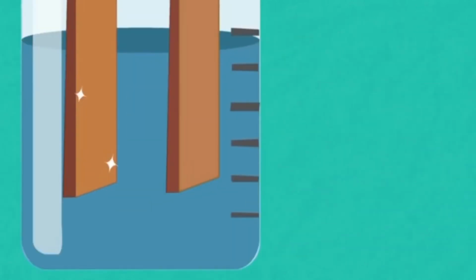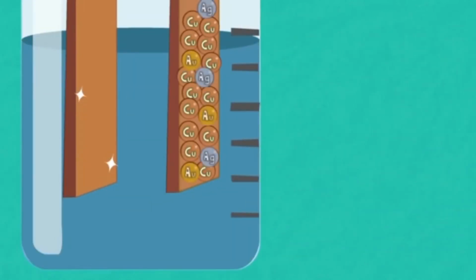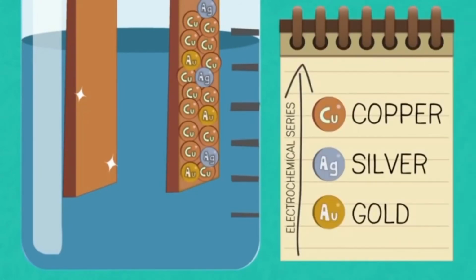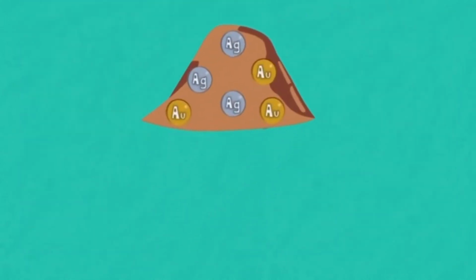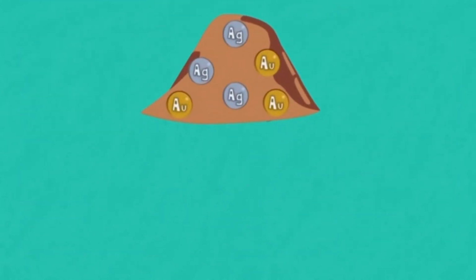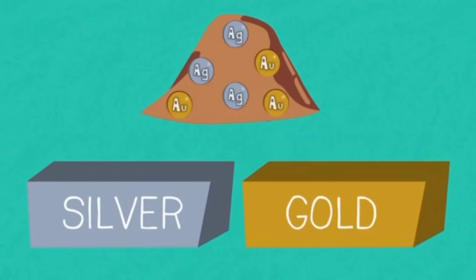Any metal you find in the impure anode, which is below copper in the electrochemical series, doesn't go into solution as ions. It stays as a metal and falls to the bottom of the cell as an anode sludge, together with any unreactive material left over from the ore. Now the anode sludge may contain valuable metals such as silver and gold.